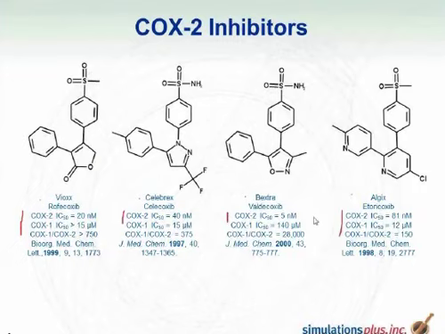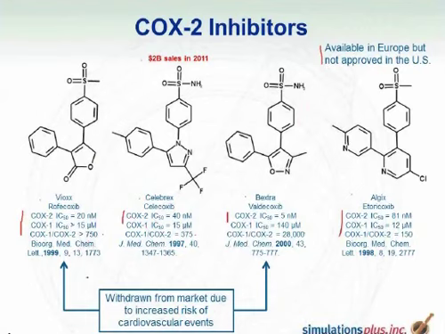In 2000, Celebrex had sales of over $2 billion. The compound on the right, Turocoxib, is available in Europe, but has not been approved or even gone through clinical trials, I believe, in the U.S. Vioxx and Bextra, which have the highest selectivity indices for COX-1 and COX-2, were withdrawn from the market due to increased risk of cardiovascular events.